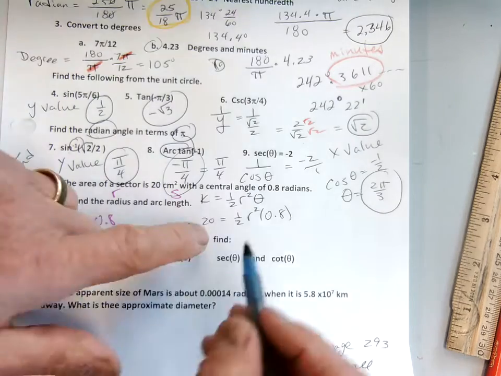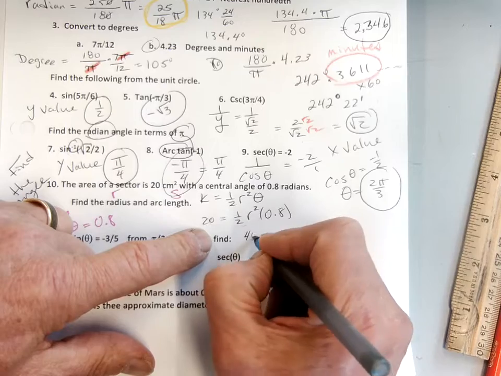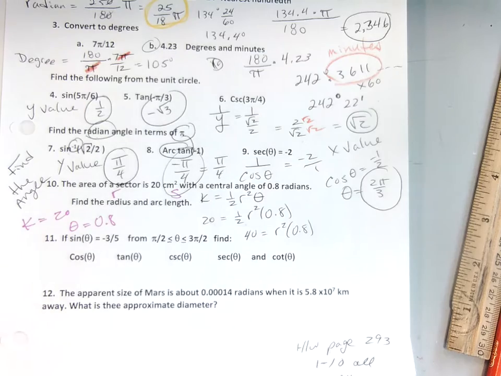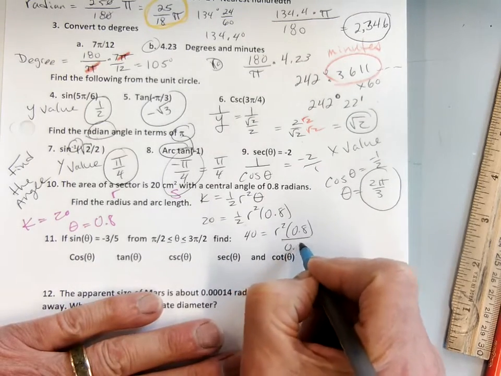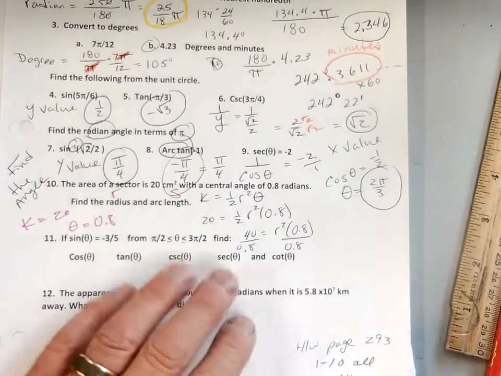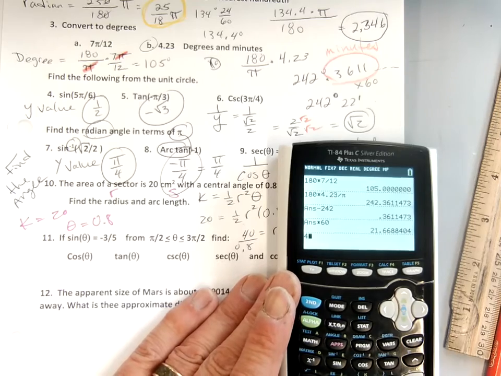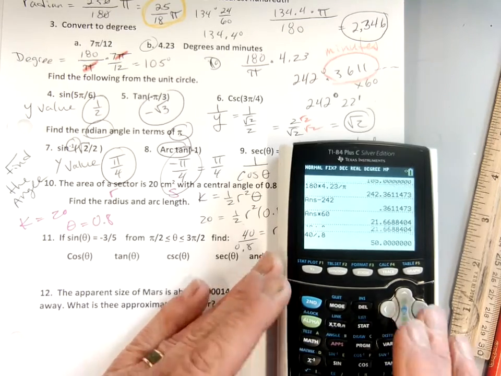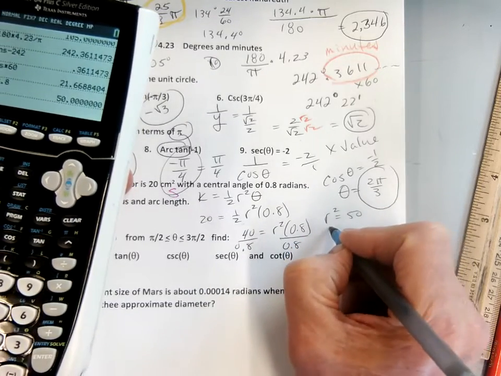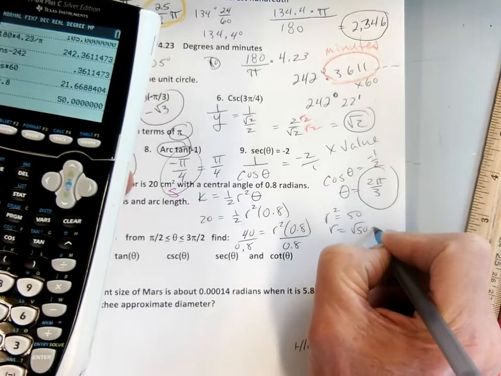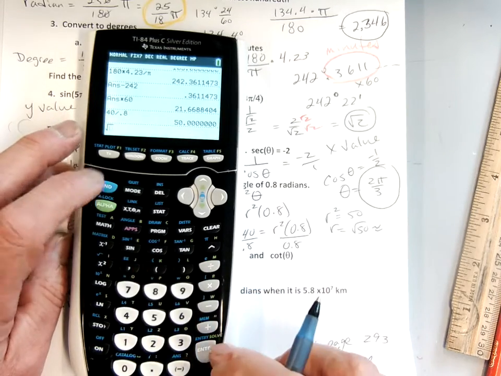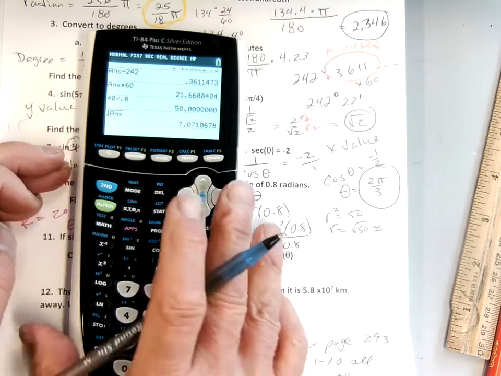To solve, I'm going to multiply by 2, and I'll have 40 equals R squared times 0.8. I'll divide by 0.8. I'm running out of room, but that's the way it goes. I'll use my calculator. What is 40 divided by 0.8? I get 50. So R squared equals 50. R is the square root of 50, which is about 7.07.